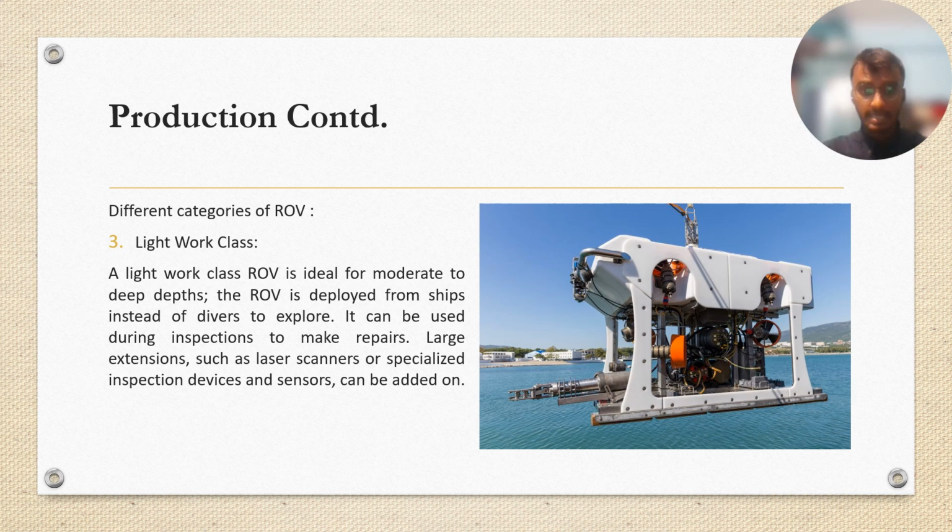The third category is the light work class. A light work class ROV is ideal for moderate to deep depth. This ROV is deployed from a ship instead of divers to explore. It can be used during inspection to make repairs. Large extensions such as a laser scanner or specialized inspection devices and sensors can be added to this. The picture of this light work class is shown on the right side of this slide, as you can see.